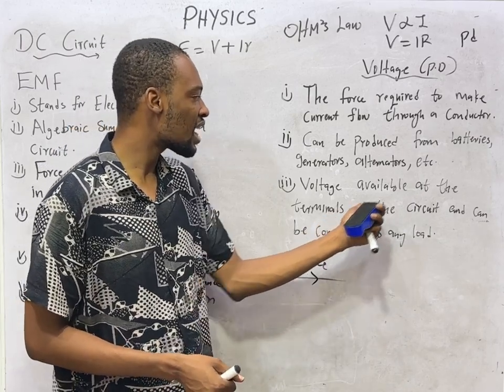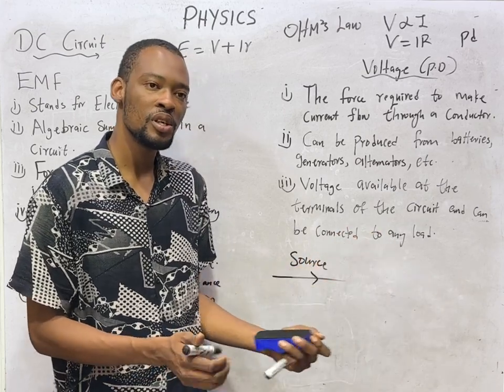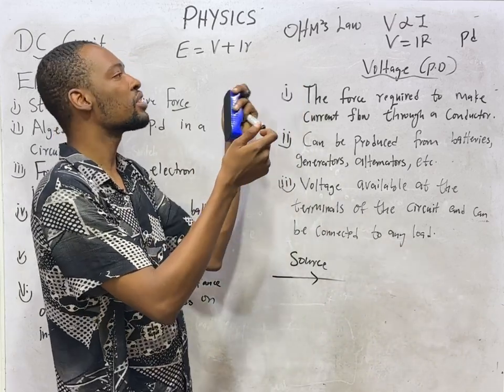Now, voltage is available at the terminal of the circuit and can be connected to any load. So if you are connecting your bulb, definitely you see two different wires, positive and negative.